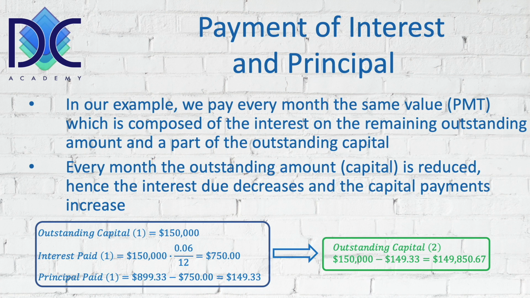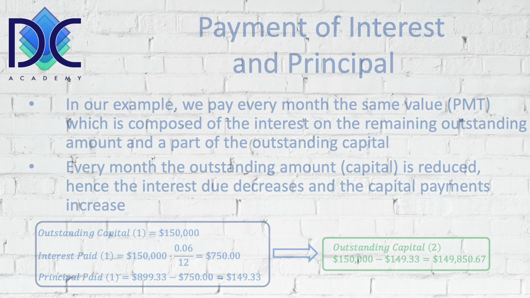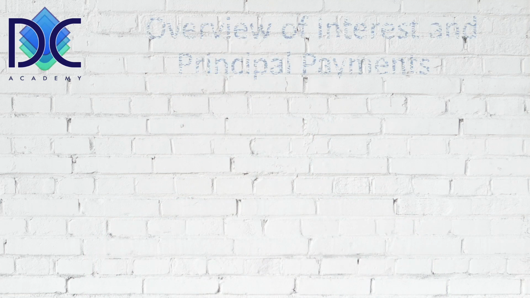And for the next period, the next month, we see that the capital is reduced by that amount, and we only have to consider $149,850.67. So basically, every month, the amount of interest we're paying is slowly going down, while the amount of capital is slowly growing. And the outstanding capital is slowly being reduced over those 30 years. Let's have a look at the table that we can make based on our calculations.